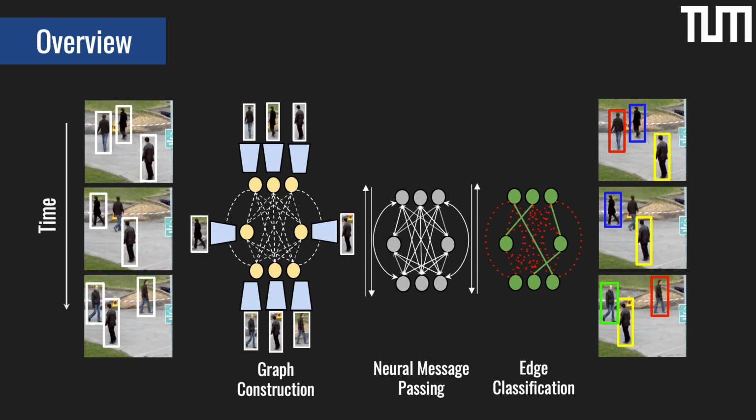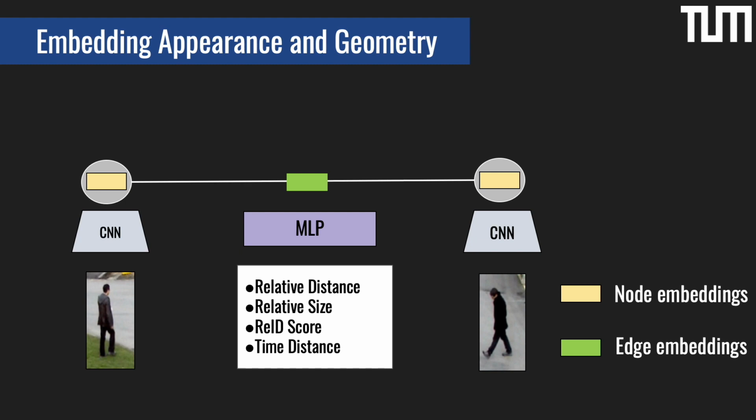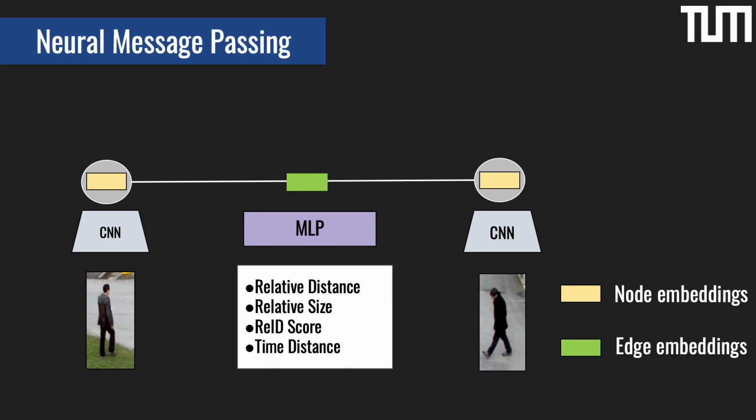Let us now go into more detail for every stage of our pipeline. To encode appearance cues, we take every object detection and feed its RGB patch to a CNN that is shared across the graph. This way, we obtain an initial embedding for every node. For every pair of detections, we consider a set of basic coordinate-based features, time distance, and appearance similarity, to build a feature vector that we then feed to an MLP to obtain an initial edge embedding. After that, we start combining these embeddings via neural message passing.